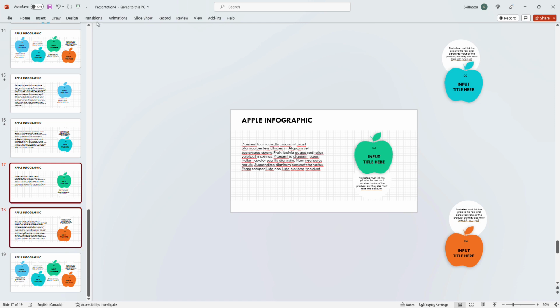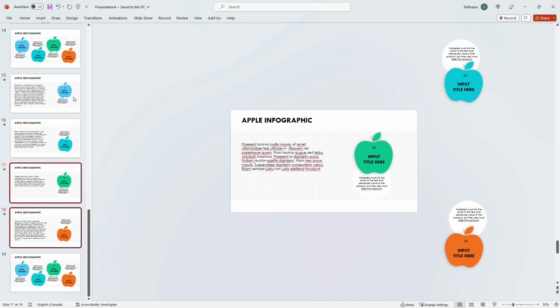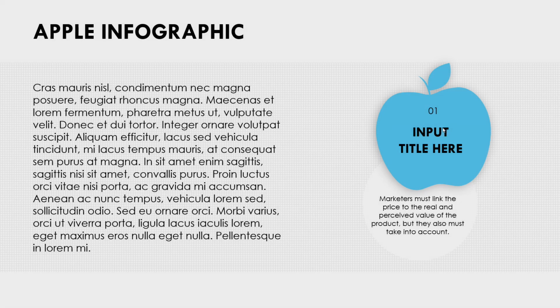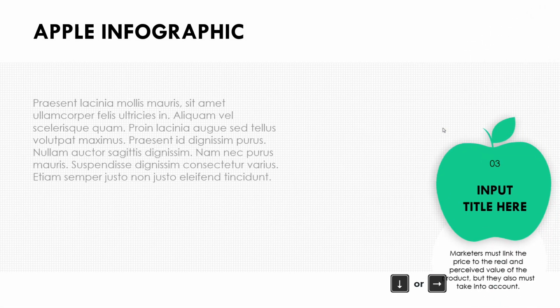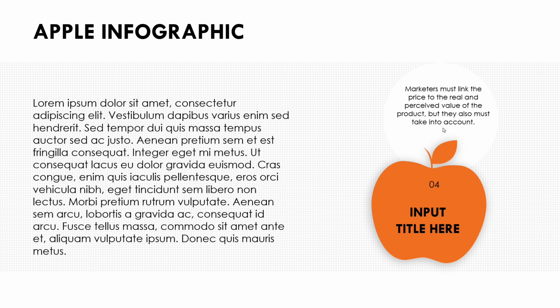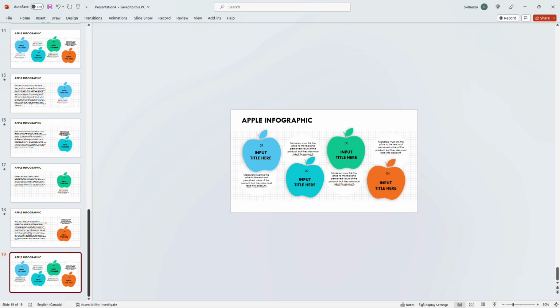I will add morph transition to slides 17 and 18. And now let's see how it looks in the presentation mode. When I move from topic 4 to the final slide, there is no animation. I want all the topics to float into this slide. To achieve this effect, we will need copies of all the topics on slide 18.